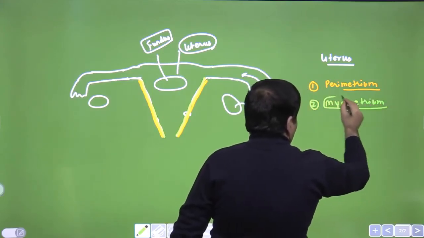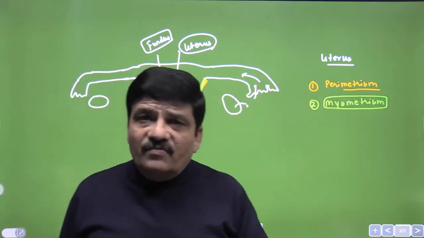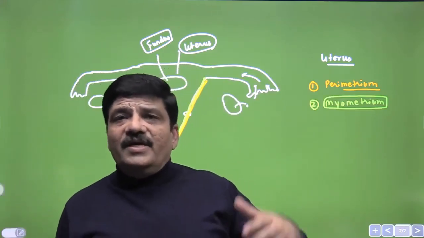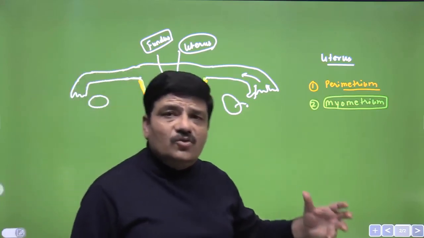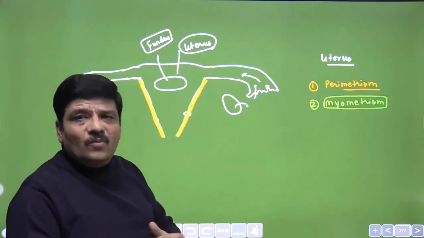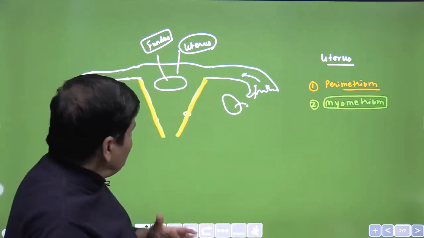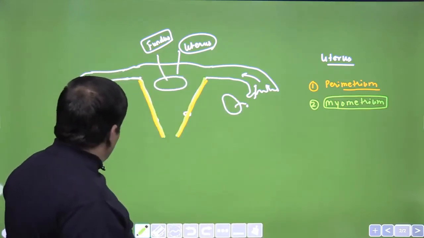The contraction of the myometrium would be responsible for the onset of the labor pains that will lead to the delivery of the child or the childbirth, which is called parturition. So this is the layer that undergoes contractions, what are called labor pains, and leads to the delivery of the baby, which is called parturition.